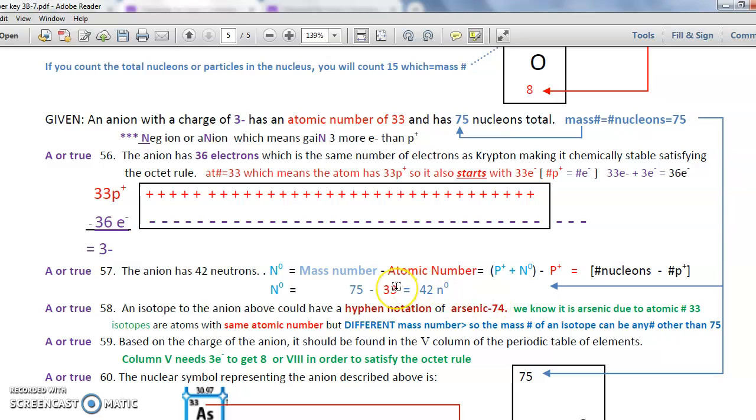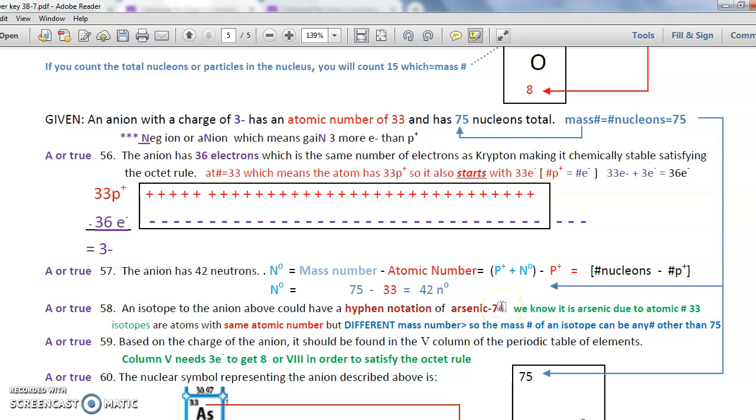So again, we knew it was arsenic. We knew arsenic right away when they told us 33. We just looked on a periodic table with 33. So the name or symbol could go here. We could put As for arsenic, hyphen 74. They wrote it out, arsenic hyphen 74. 74 is a different number than 75. That's true. We just need a different number there.